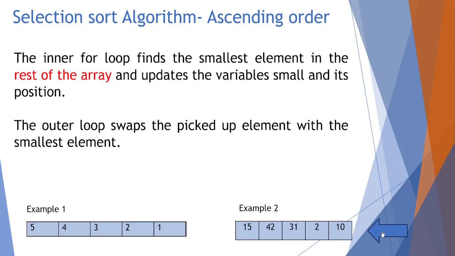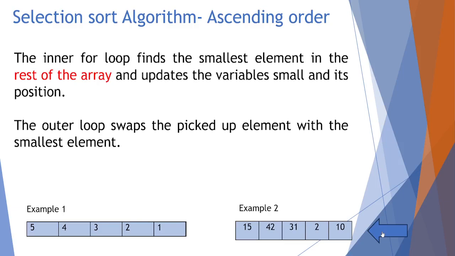Now the inner loop finds the smallest element in the rest of the array, not the picked up element, and updates the variables small and position. So the two variables small and position are changed twice: once in the outer loop and a second time in the inner loop. Now, the outer loop swaps the picked up element with the smallest element found by the inner loop.